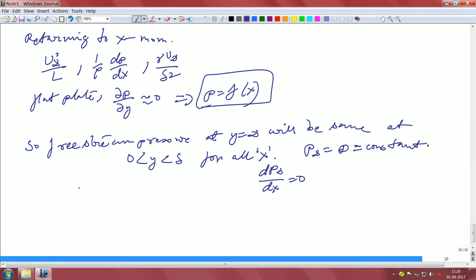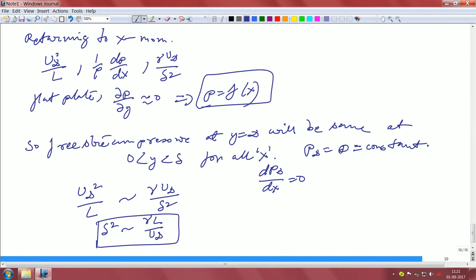Okay. So, based on these two, we are left with only two terms, one is the convective term which is u square by L. Remember, the two terms in the convective acceleration are of the same order, this u square by L, and that must be the same as u infinity by delta square, which is the viscous term on the right hand side of the equation, right. So, based on this you can readily get that delta square will become nu L by u infinity, if you just compare the order. So, delta square can also be written as mu L by rho u infinity, okay.